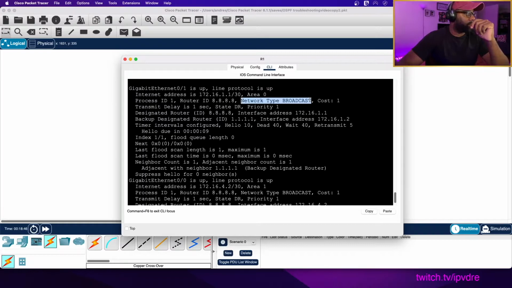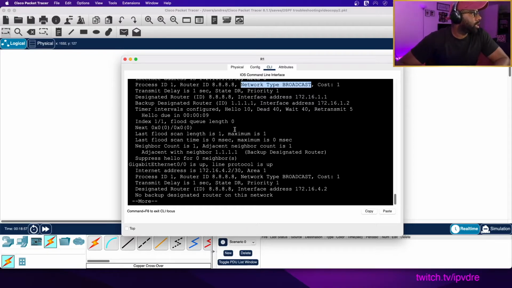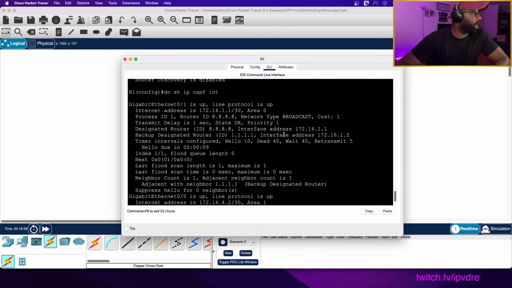Router ID, we know that already. The network type is broadcast. They must be the same network type also, I believe, for them to work correctly, right? Yep, that's one of the checklist items. And that's basically what it is, right? So let's see. Backup designated router is 1.1.1.1.